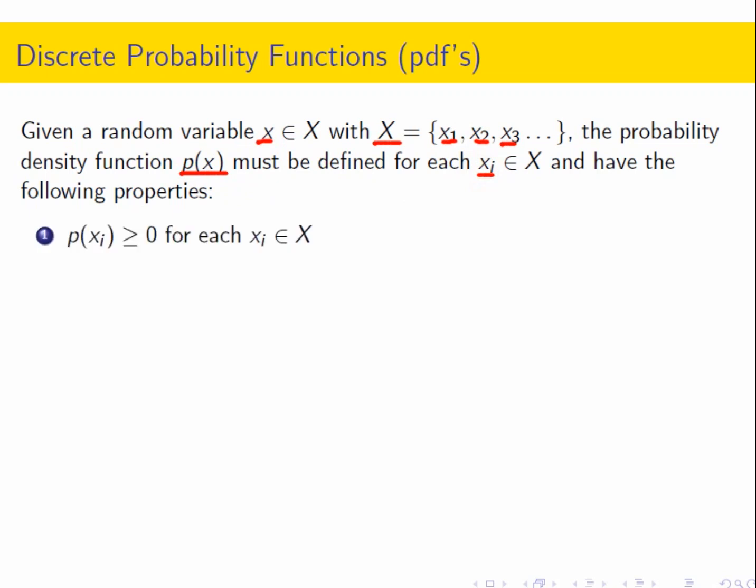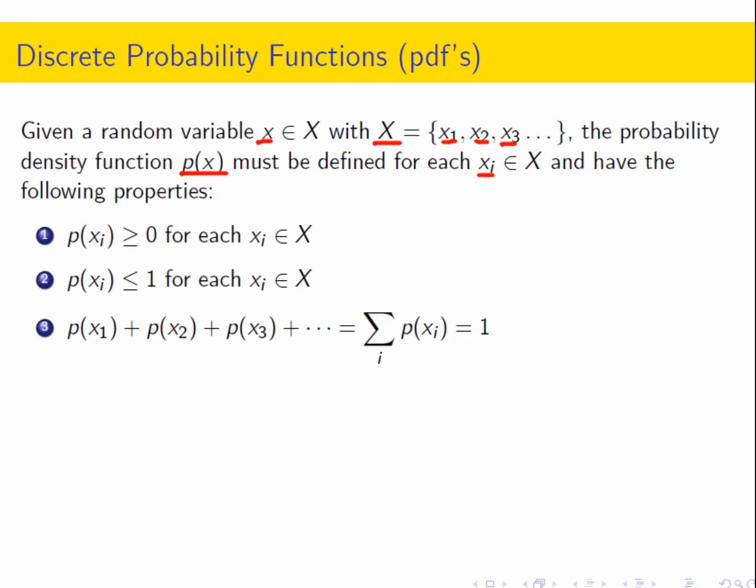All the probabilities will be greater than or equal to 0, and they'll be less than or equal to 1. And importantly, when I add up all the possible probabilities corresponding to all the possible outcomes in the probability space, I should get 1. The probabilities should add up to 100%.